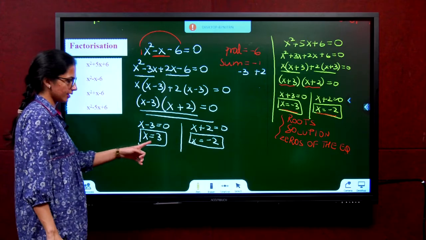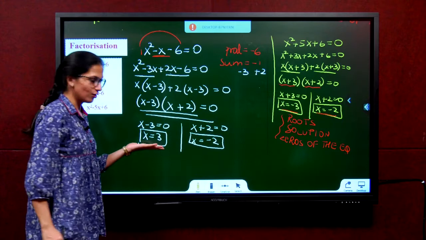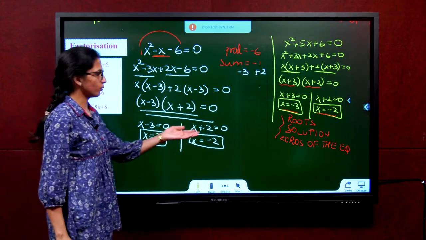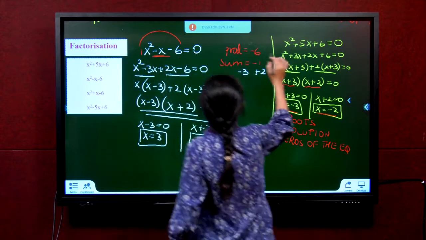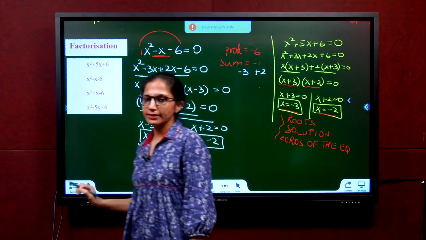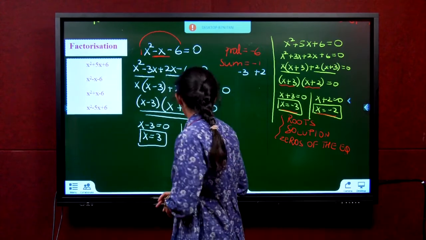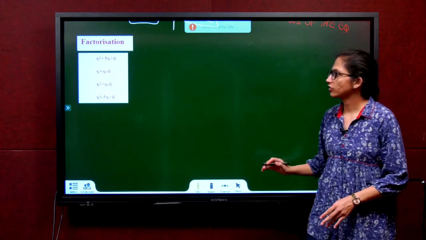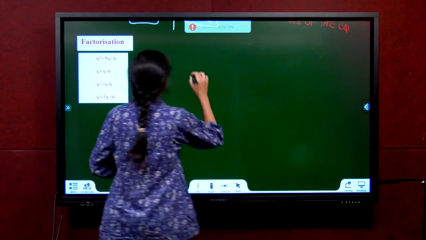See, 3 minus 2, minus 3 minus 2. They look very much the same: 3, 2, 3, 2. Just because of their signs, the equations are totally different. We will see another 2 examples to understand factorization in detail. We finished the first 2 examples over here. We go to the third example now.